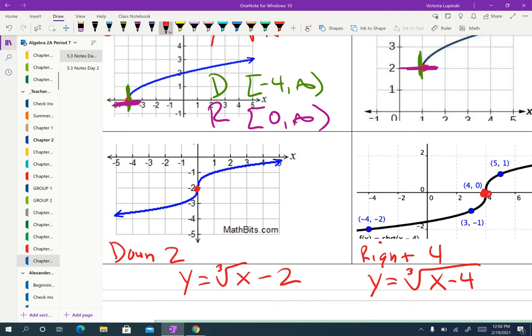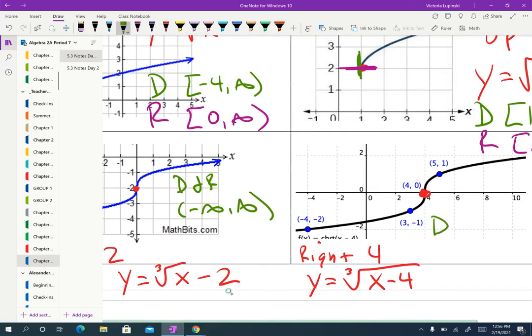While it can be a little difficult to remember what goes inside and outside, the very good news about anything with a cube root is that when it comes to domain and range, there is absolutely no work required. 100% of the time, it has to be all real numbers. It goes all the way left and all the way right and all the way down and all the way up. And that's going to be true for both of these. So domain and range is all real numbers all of the time.